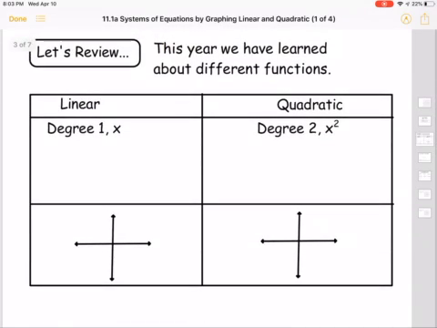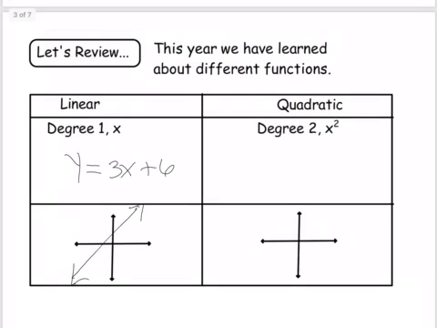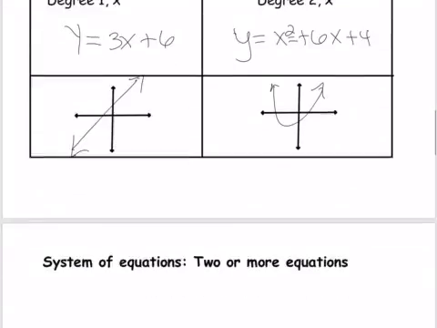So let's review. This year we've learned about a couple of different functions. A linear function has a degree of 1. So if you have y equals 3x plus 6, that's a linear function, and it's a straight line. So that's what our graph would look like. We've been talking a lot about quadratics, right? So that's like x squared plus 6x plus 4. Since it's got that degree of 2, that makes it a quadratic, and it would look like a parabola.